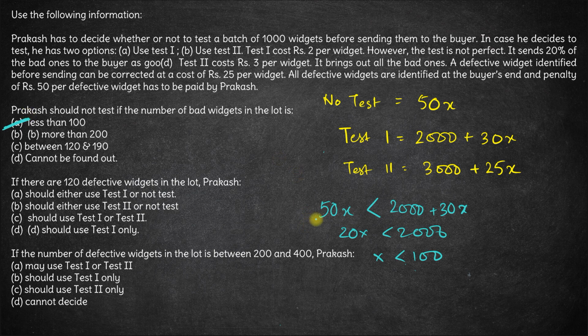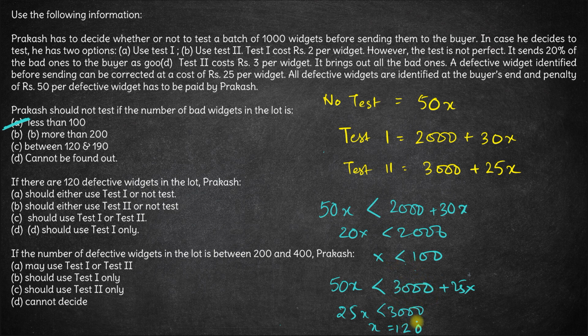You may think that we have only compared no test cost with test 1 cost. Even if you compare no test cost with test 2, let's do that. So you'll have 50x no test cost, and let's compare it with test 2, that is 3000 plus 25x. So no test cost should be less than test 2 cost as well. So here we'll have 25x is less than 3000. So x comes out to be effectively 300 by 25 is 120. So 12 into 120 is 3000.